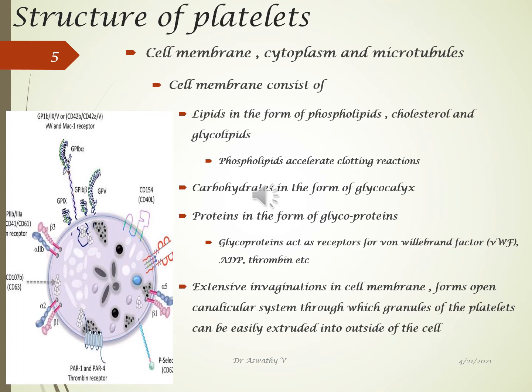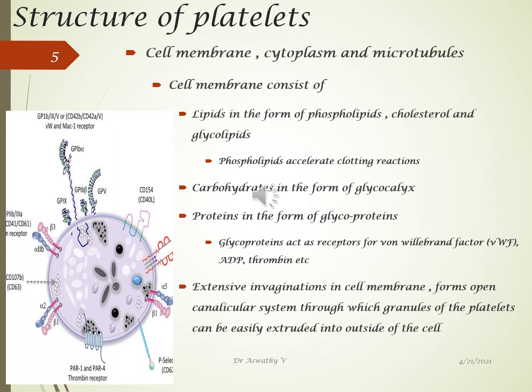Next is about the structure of platelets. We have already studied that platelets arise as fragmented part of cytoplasm from the giant cells called megakaryocytes, and hence platelets are non-nucleated. But these platelets have a cell membrane, then cytoplasm and microtubules. Regarding the cell membrane of the platelets, very important. Cell membrane of the platelets is peculiar and unique.